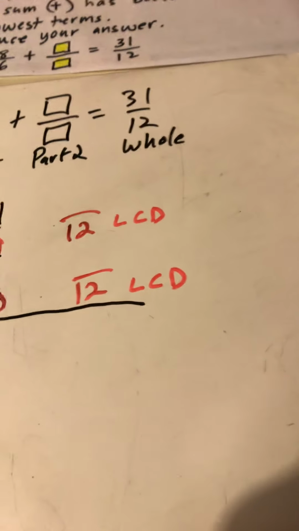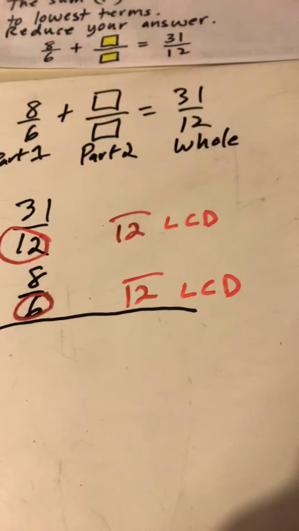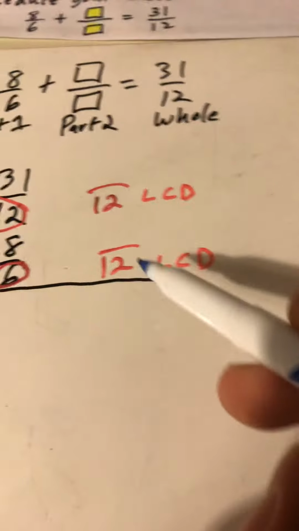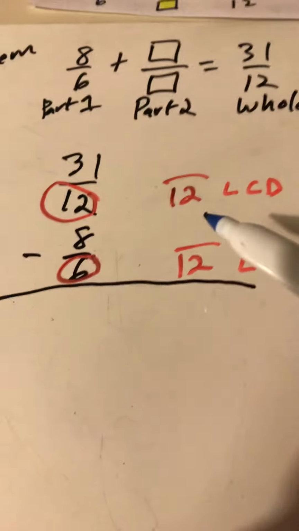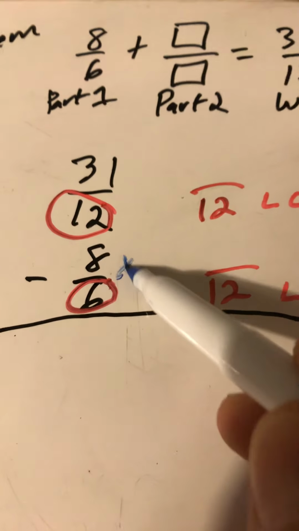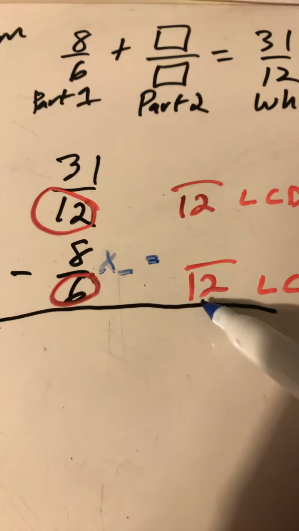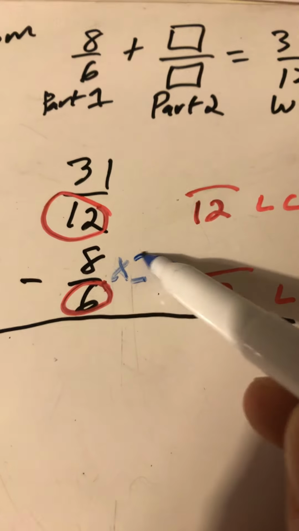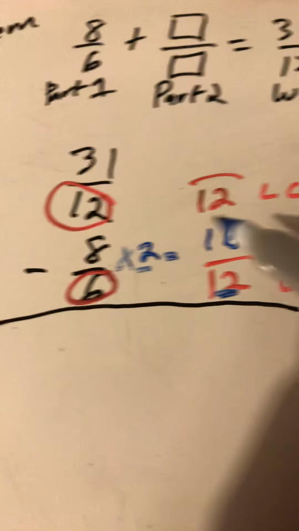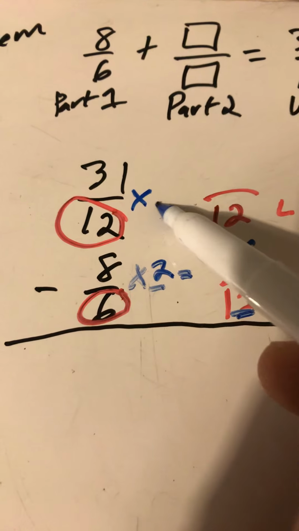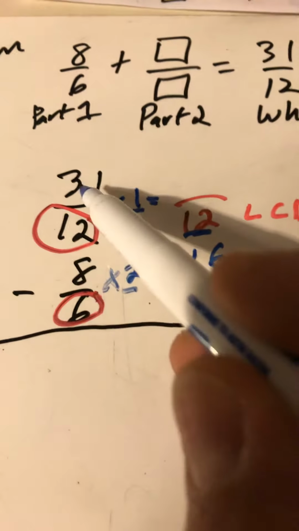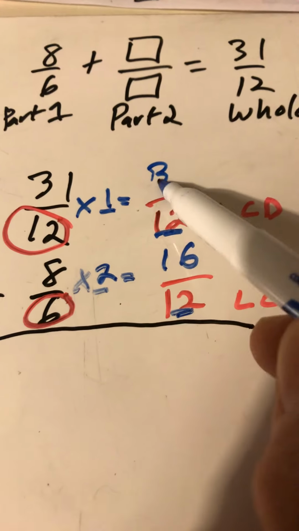Okay, now I have to do a little math here to get me from my old improper fractions to my new improper fractions. I have to rename, this is called. All right, so 6 times something makes this 12. And I know that's 2. So 8 times 2 should be 16. And then 12 times something makes this 12 here. So I know that's 1. So then 31 times this one is 31.